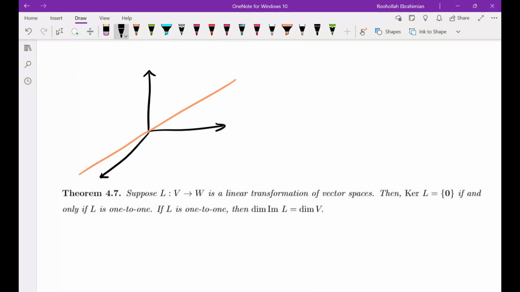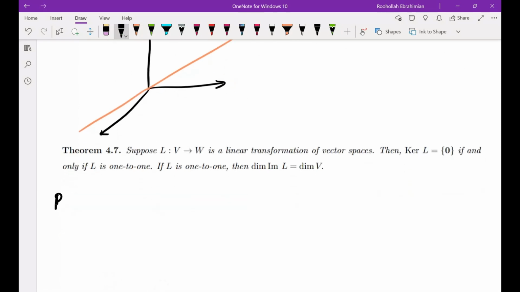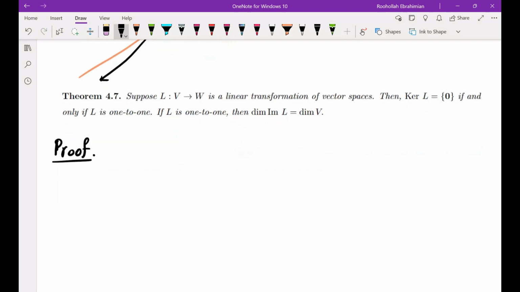Okay, so next theorem. This theorem tells us that a linear transformation is one-to-one if and only if the kernel contains only the zero vector. So if the kernel of L contains only the zero vector, then the linear transformation is one-to-one, and vice versa. If L is one-to-one, then the dimension of the image and the dimension of the domain are the same. In other words, it preserves everything. It doesn't collapse anything to zero, so it preserves the dimension. So we will prove this one. Not very difficult to prove.